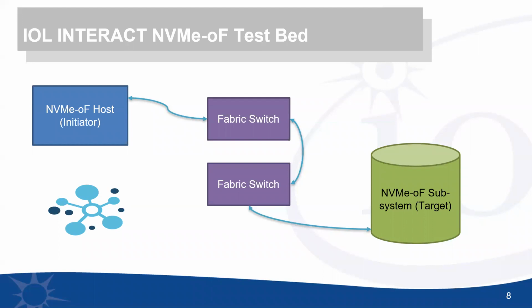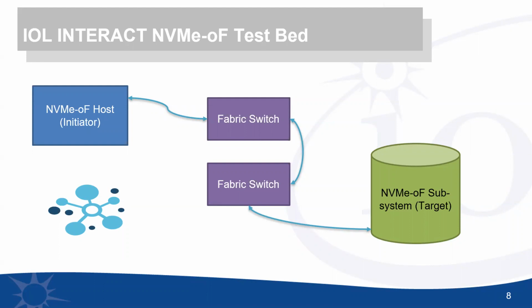In conformance testing, what we'd be doing is running the Interact NVMe-oF software on the host initiator, which would run through the fabric to the actual target. And for conformance testing, we're actually testing the target itself and its responses back.